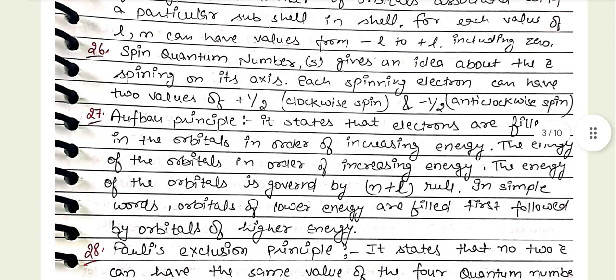Spin quantum number s gives an idea about the electron spinning on its axis. Each spinning electron can have two values: plus 1/2, that is clockwise spin, and minus 1/2, that is anticlockwise spin.